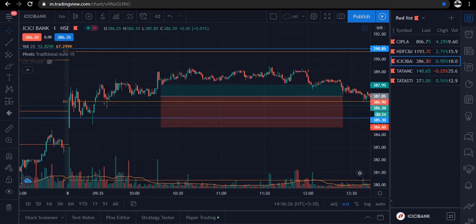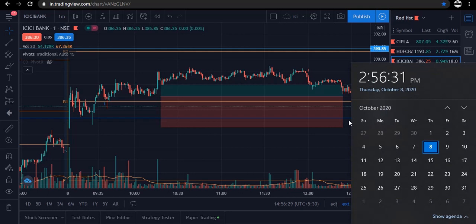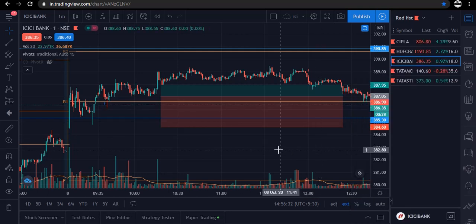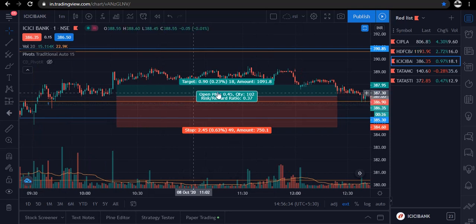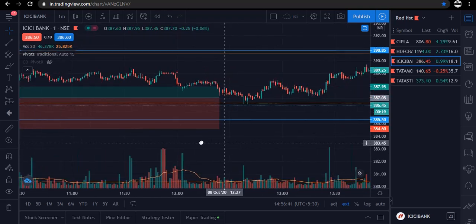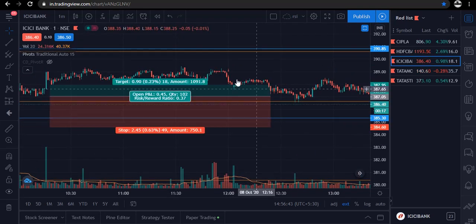So traders, welcome back. It's now 2:56 p.m., you can see here, and this was our trade in ICICI Bank. As you can see here, we trailed our stop loss to here, and our stop loss got triggered at somewhat this price here.